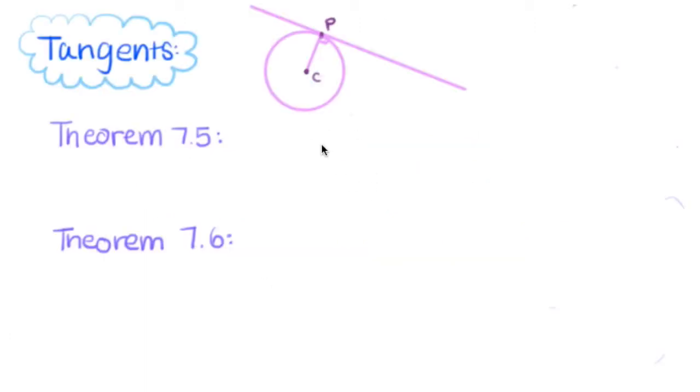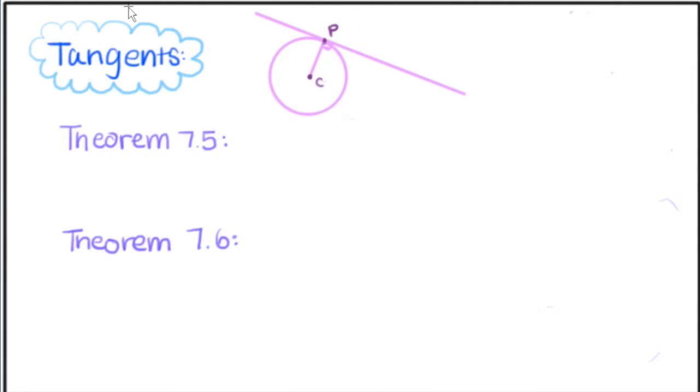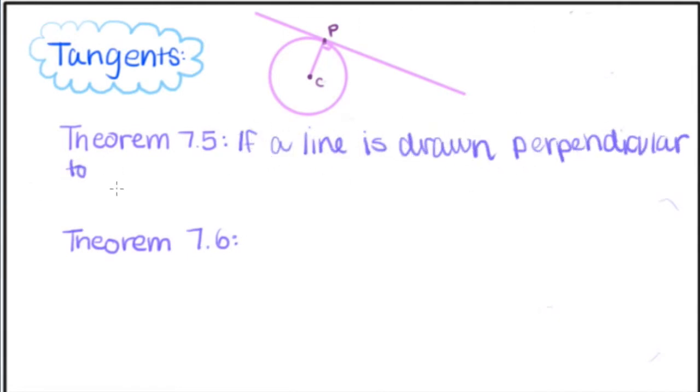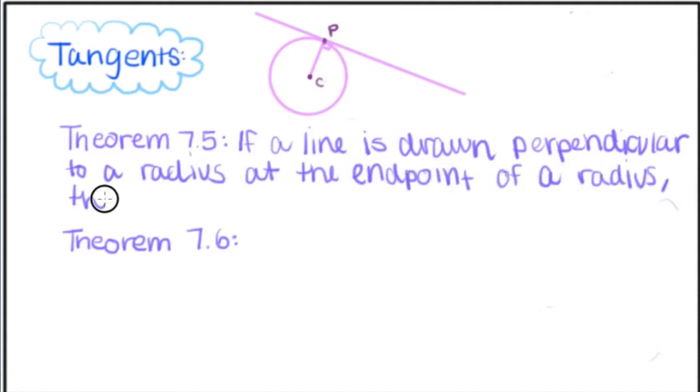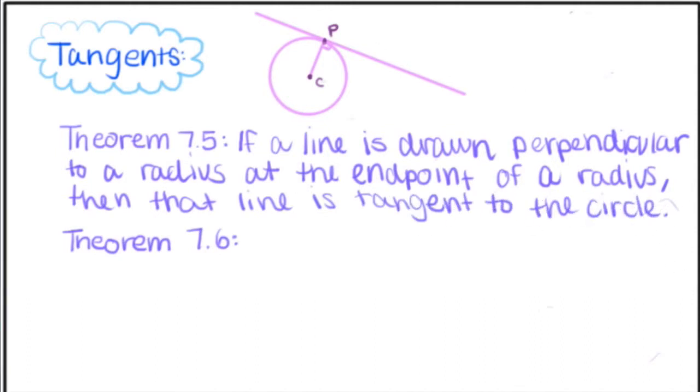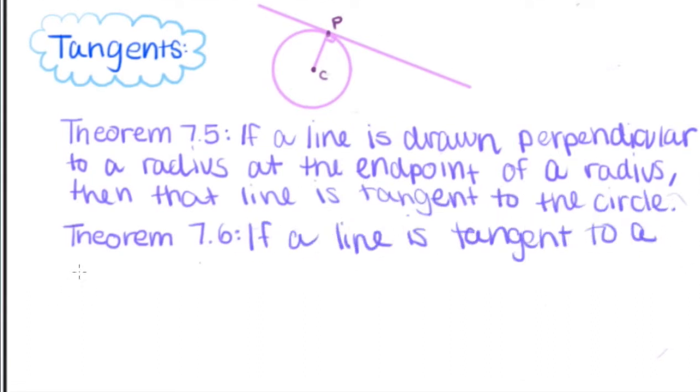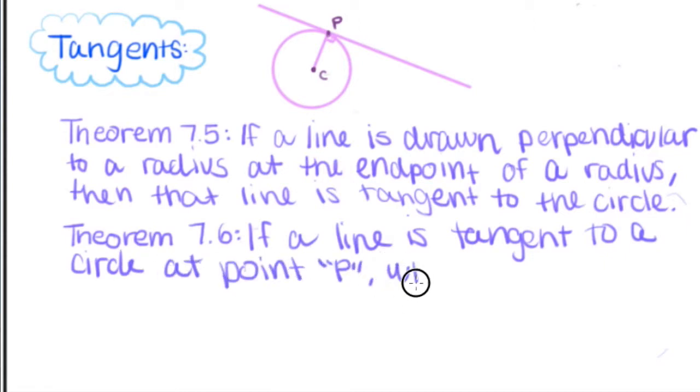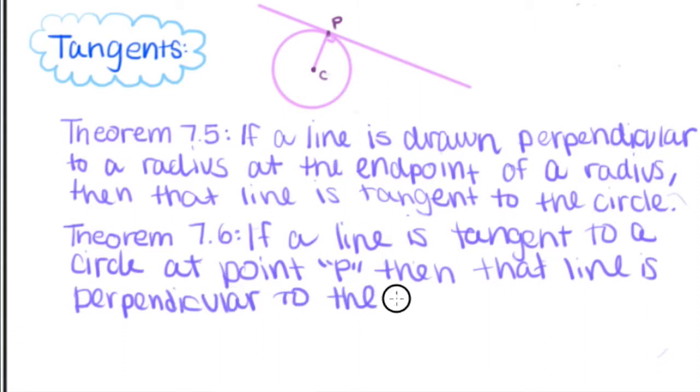So what exactly is a tangent? There are two theorems that can help us to understand, and those are 7.5 and 7.6. Theorem 7.5 states, if a line is drawn perpendicular to a radius of a circle at the endpoint of the radius, then that line is tangent to the circle. And theorem 7.6 is actually the converse of theorem 7.5. It states, if a line is tangent to a circle at a point P of the circle, then that line is perpendicular to the radius drawn at point P.